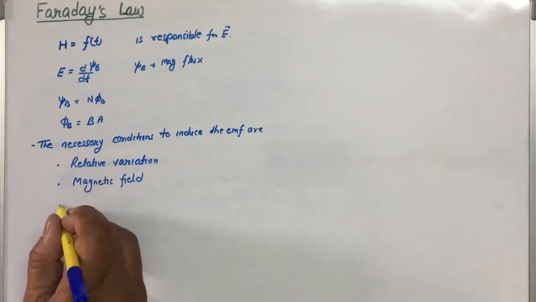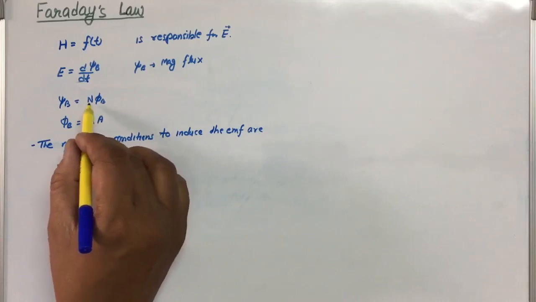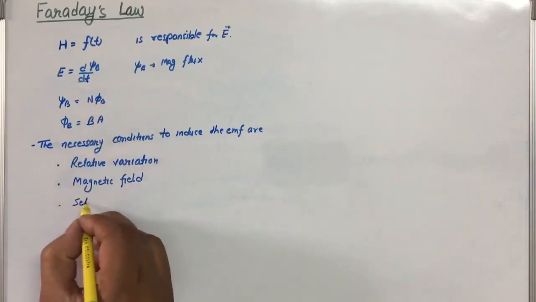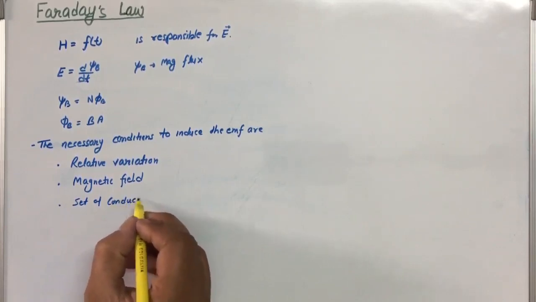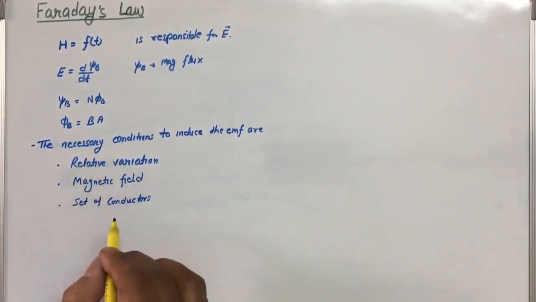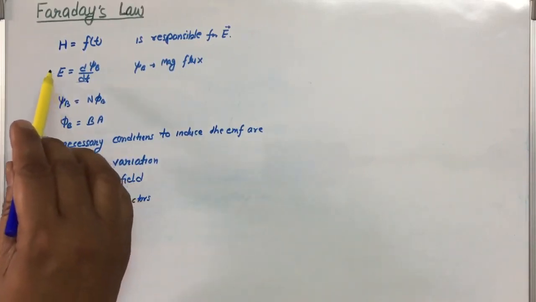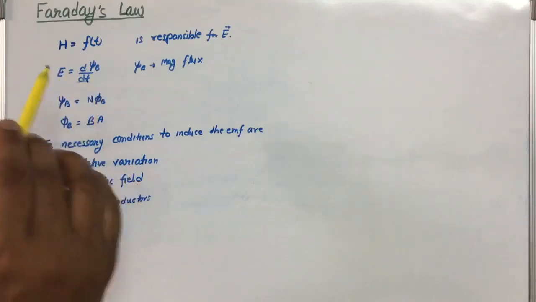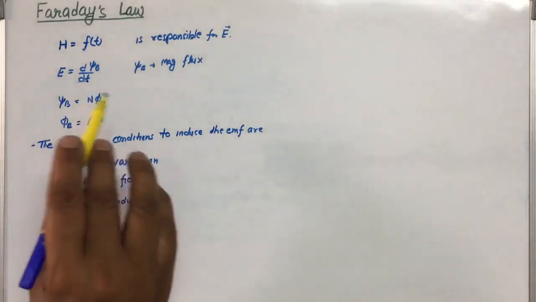And the third thing that is important is that a set of conductors is required. So these three conditions should be met, then we can say EMF can be produced, and that is related to the magnetic field. So these three are the necessary conditions for EMF to be induced in a magnetic field.